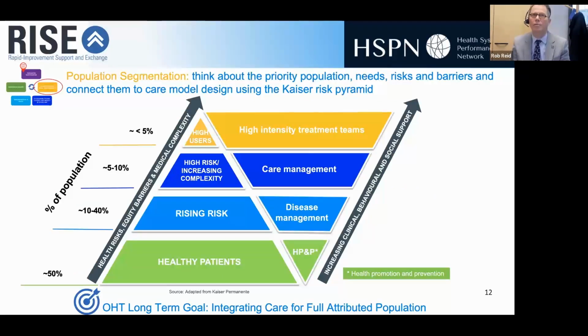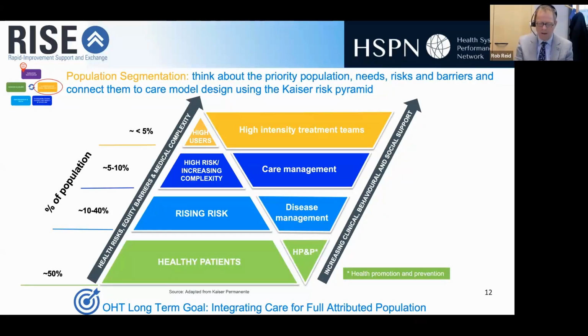So let's dig in a little bit more. This is just a schematic that we currently use a lot, and you've seen that a bit. We leverage the Kaiser risk pyramid. So this is the Kaiser risk pyramid to really think about attributed populations and subpopulations, their risks, needs, and barriers, and connect them to the care model design.